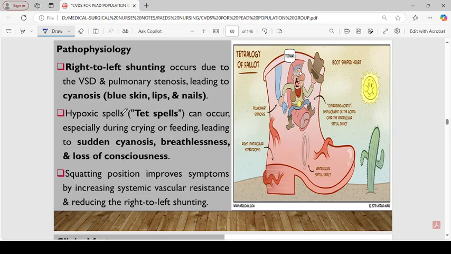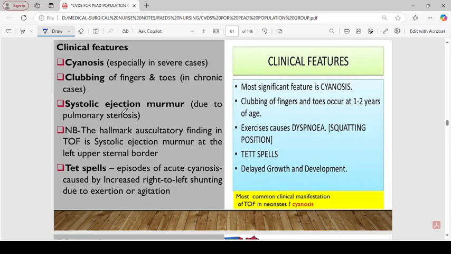So in terms of pathophysiology, there is right to left shunting occurring due to the ventricular septal defect and pulmonary stenosis, leading to cyanosis, blue skin, lips, and nails. Patients do present with hypoxic spells. We refer to them as the TET spells. These ones can occur especially during crying or feeding, and when that happens it leads to sudden cyanosis, breathlessness, and loss of consciousness. So squatting position normally improves these symptoms by increasing systemic vascular resistance and reducing the right to left shunting. Patients with TOF are going to present with TET spells, delayed growth and development.